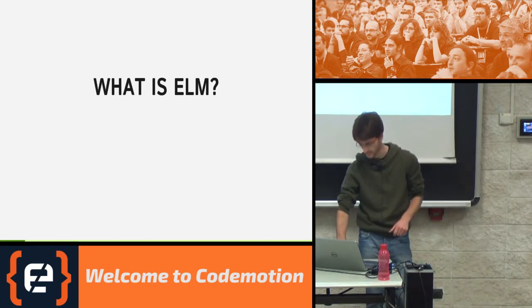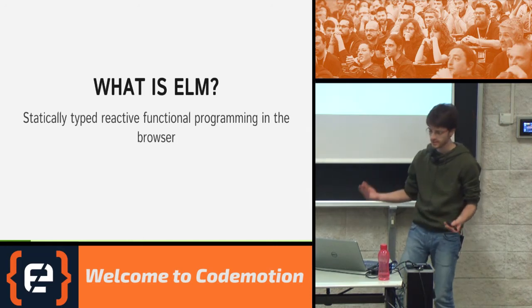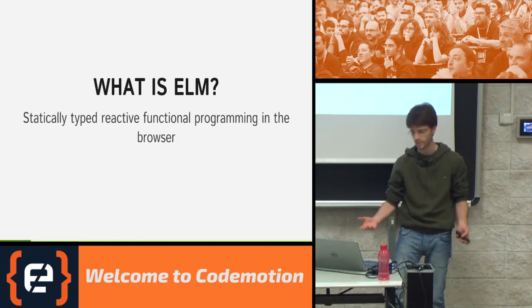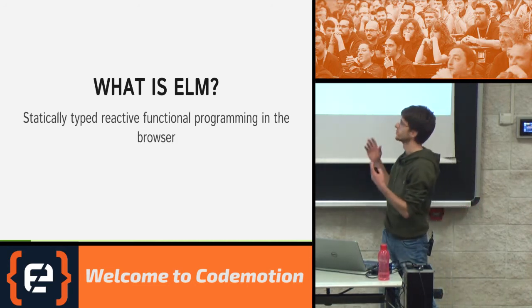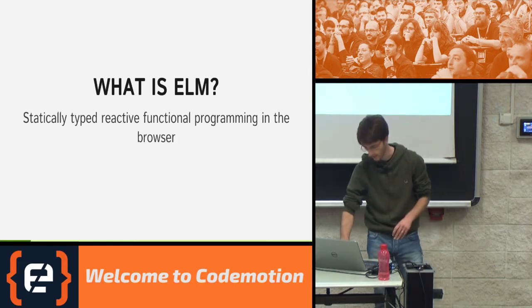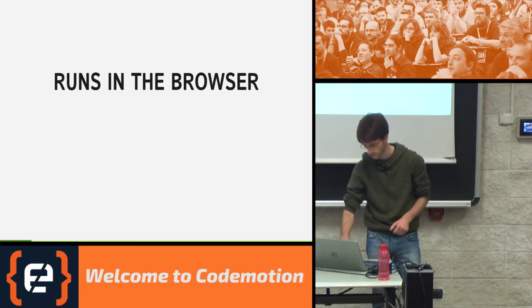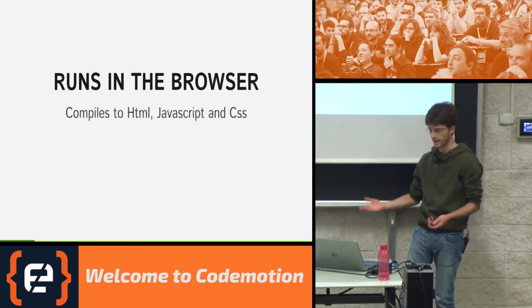So just come to the serious stuff. What is Elm? It's kind of a mouthful. You can say it's a statically typed reactive functional programming language that runs in the browser. So it's kind of a long definition. Let's try to see what it means piece by piece. Let's start from the last one. What does it mean that it runs in the browser? That's the easy one. It just means that it compiles to HTML, JavaScript, and CSS.